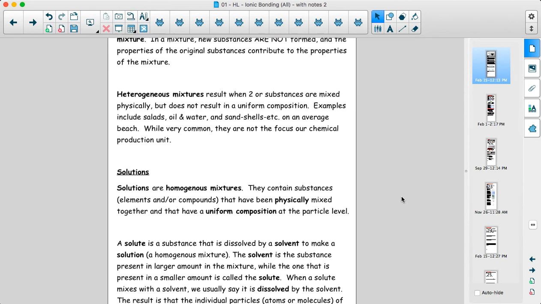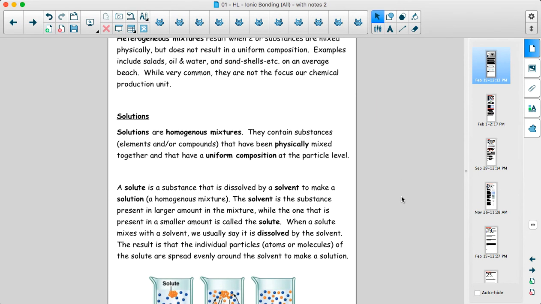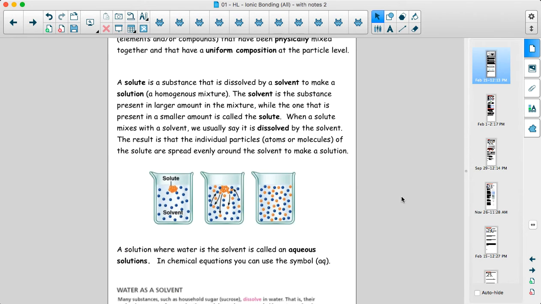Now, when you have solutions, some other important terms are things like solute and solvent. And a simple way of thinking of it is the solute is the thing that gets dissolved by the solvent to make a solution. The solvent is the one that's generally present in a larger amount, and it's the one that has the same phase as the overall phase of the mixture, whereas the solute is generally in smaller amount and maybe changes phase when it mixes into the solution.